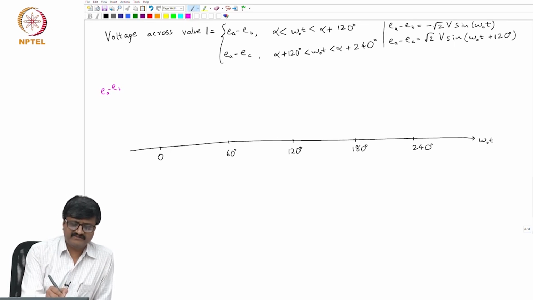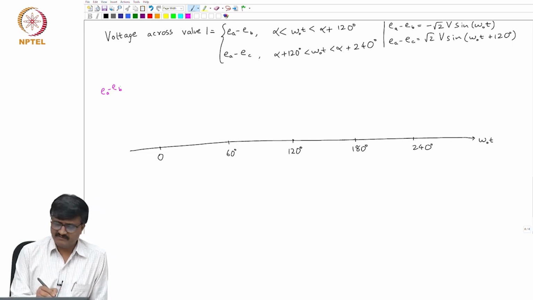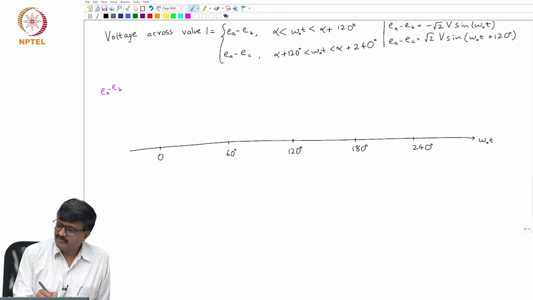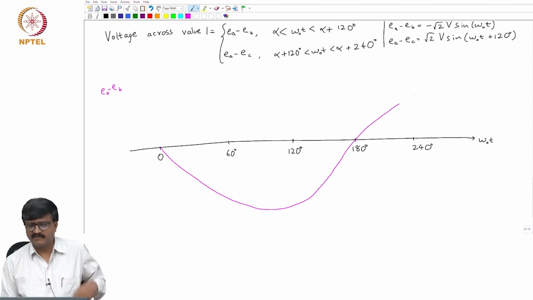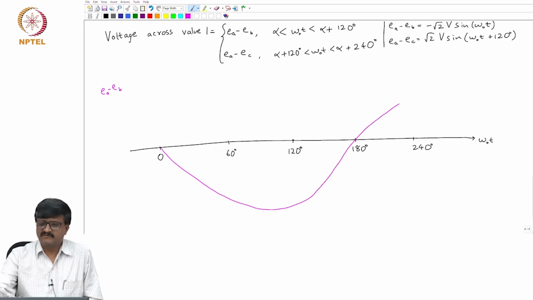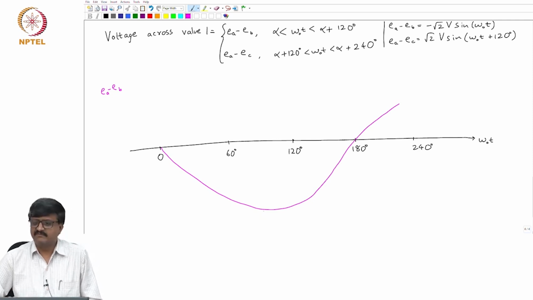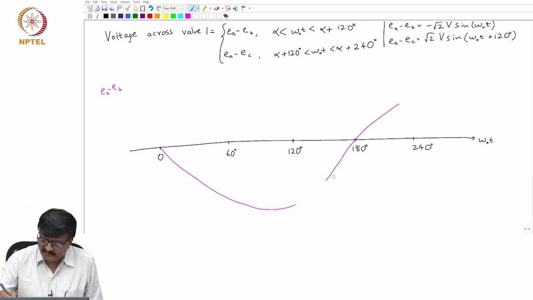If I plot EA minus EB, it is minus root 2 V sin omega t. So, there is a negative peak at 90 degrees. What I am plotting is EA minus EB first, minus root 2 V sin omega t. Is that okay? The peak value is there; it may not be a very neat sketch.